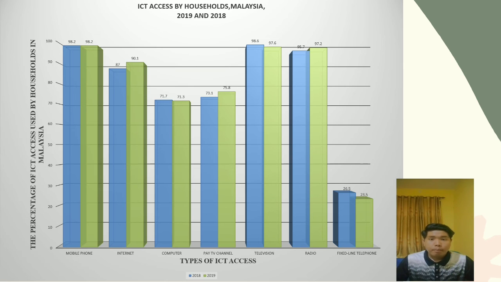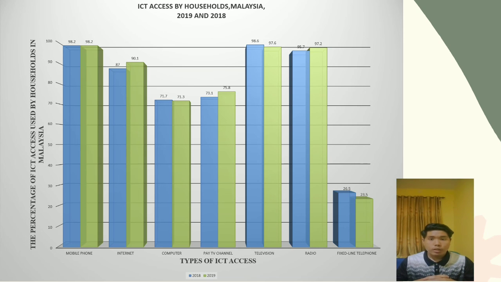Furthermore, by looking at the graph, fixed line telephone is the lowest access recorded in Malaysia. The percentage of fixed line telephone usage by household in Malaysia in 2018 was 26.5% and showed a big drop in the following year 2019 to 23.5%. For a year, there has been a decrease of 3%.